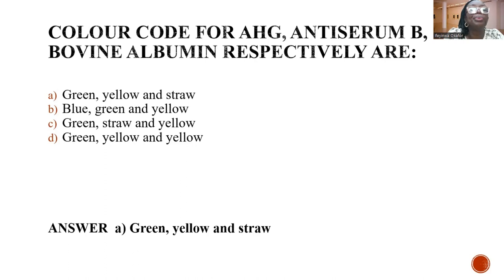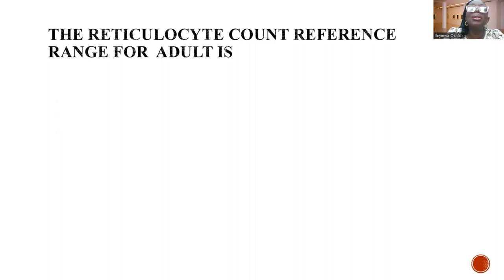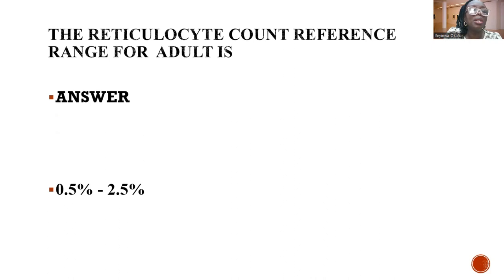That's their color code. The reticulocyte count reference range for adults is, answer, 0.5% to 2.5%. The reticulocyte count reference range for adults is 0.5% to 2.5%.